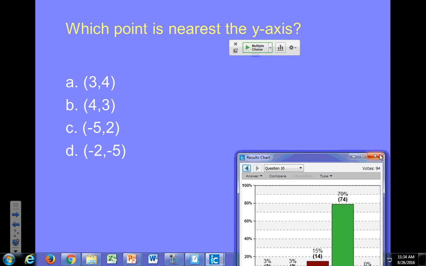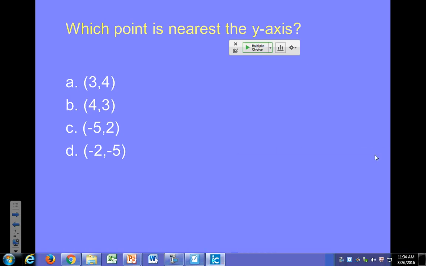Okay, good. D is right. On my coordinate system, at -2, -5, I'm right here. When the x value is smallest, that's when I'm nearest the y-axis. I think you probably know that, but just think about our coordinate system.